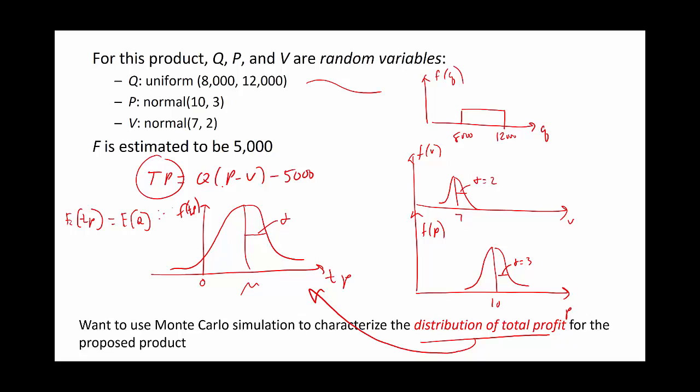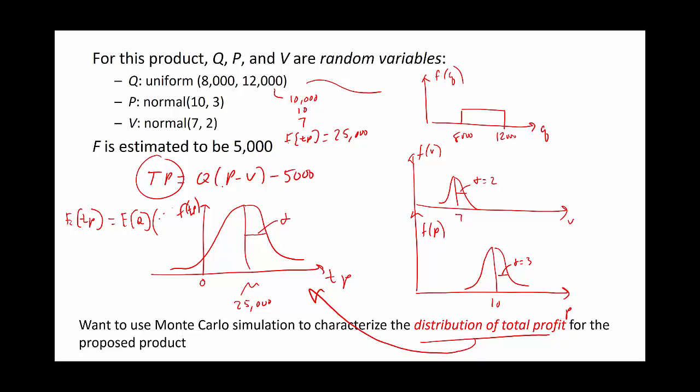So I would have the expected value of Q times the expected value of P minus V minus 5,000. And so this is going to end up being my expected value of Q is 10,000. The expected value of P is 10. Expected value of V is 7. And so my expected value of total profit is 25,000. And so that's what we expect to see right here under my mean of my unknown distribution.